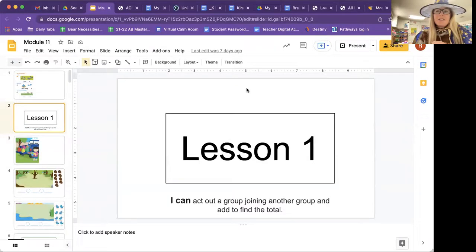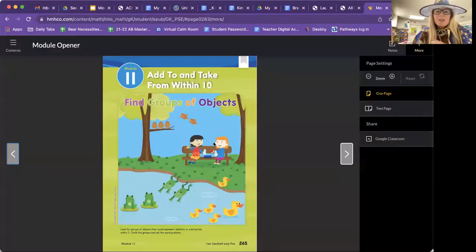We're actually not going to start with the lesson. We're going to start here. Module 11, add to and take from within 10. So that means when we're adding, none of our numbers are going to be bigger than 10. So I'm not going to say 10 plus 10, right? We're not going to do that. It's just going to be within 10.